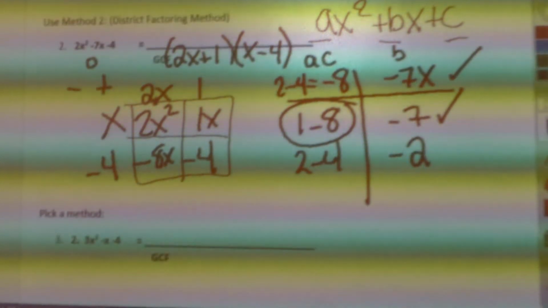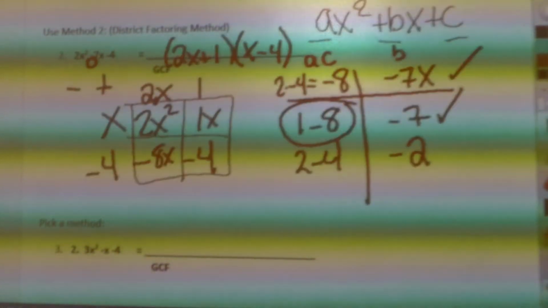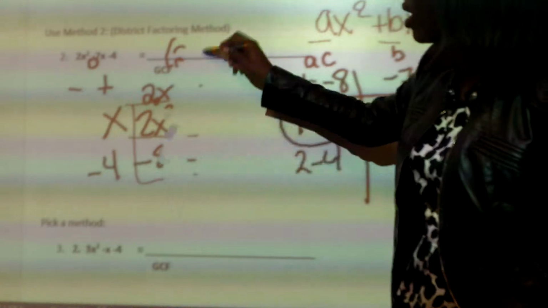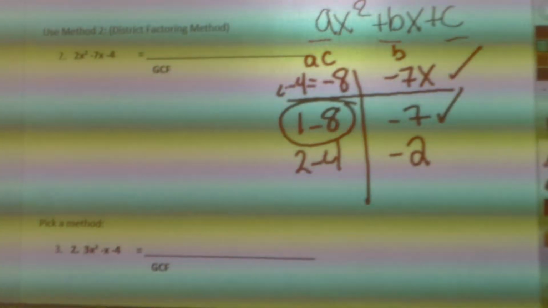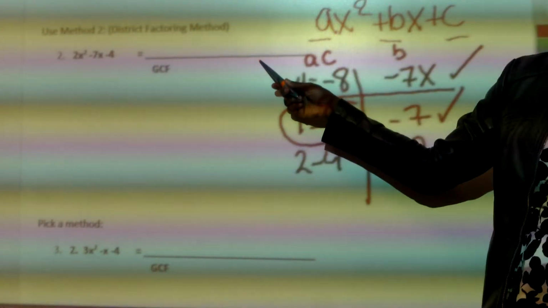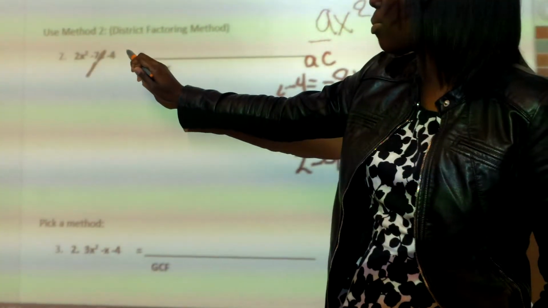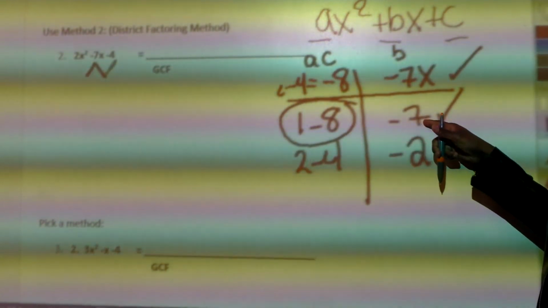Everybody got it? Yes. Okay, we're going to do the same problem using the distribution method. Since it's the same problem, I'm going to keep the same t-chart. We have the same exact problem, we're just using the distribution method. Remember, the method is to take this middle term and break it down. We already solved for it in number 1, same problem.